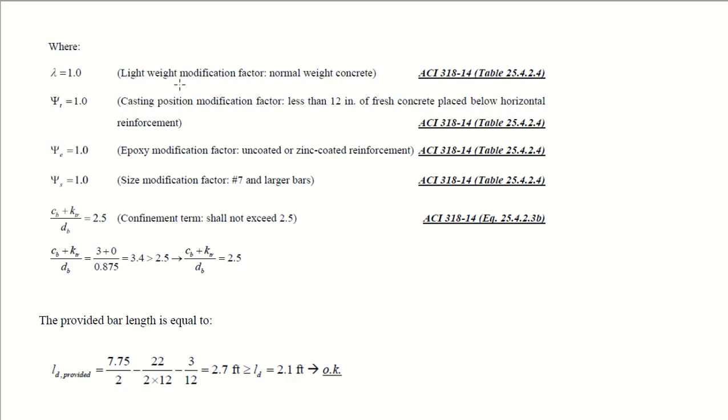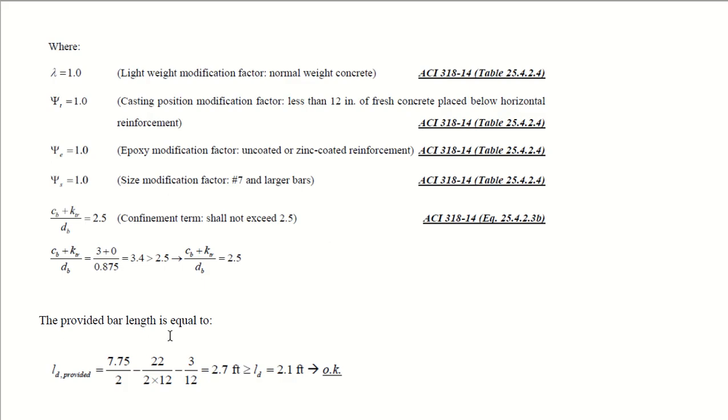Why is lambda 1 for the lightweight modification factor? It's normal weight concrete, so it is 1. All these psi values are 1. Why these are 1 for this case, it is mentioned here. This value is equal to 2.5 because it is the confinement term and shall not exceed 2.5. This is the maximum value we have used, because while we solved it we got 3.4, which is greater than 2.5. However, we cannot use more than 2.5.